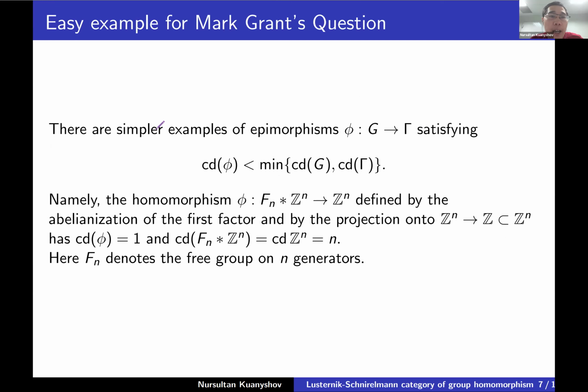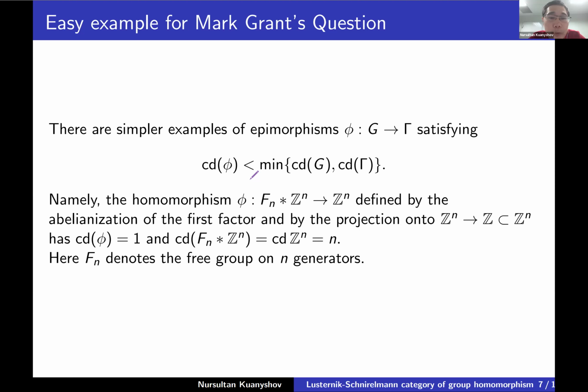Now, before going to the conjecture, we want to first answer the first Mark Grant question. Is there a simple example of an epimorphism, or surjective homomorphism? Yes, there is. One example would be to take the free product of a free group with n generators and a free abelian group with n generators, mapped to the free abelian group with n generators. How do we define it? On the first factor we do abelianization. For the second part, we take the free abelian group on n generators and just project to the first coordinate.